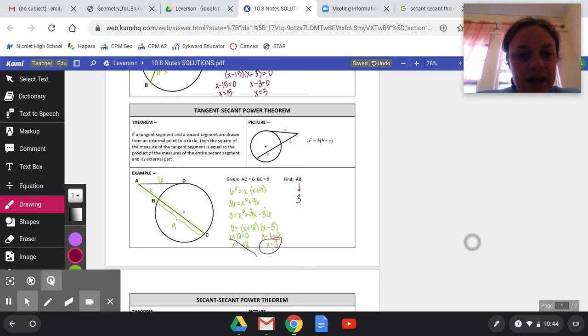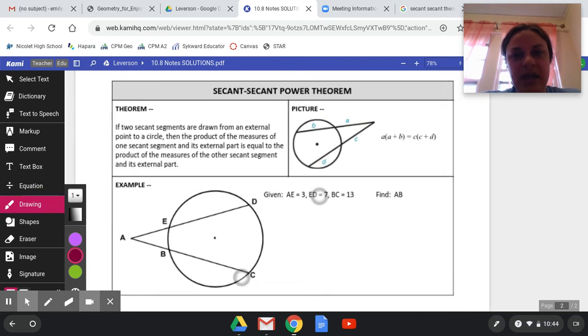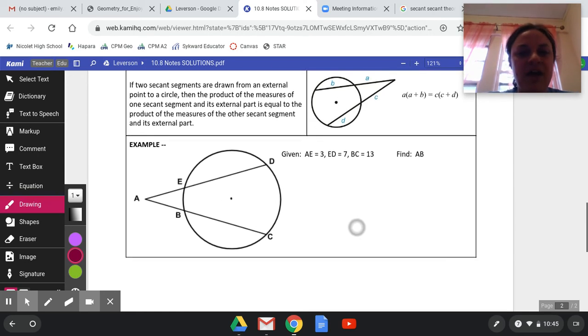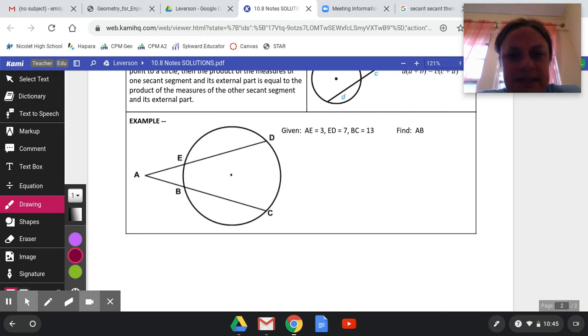It is 3. All right, so now we are going to repeat. I'm going to ask you to pause and take a moment to read about the secant power theorem. All right, so you've taken a minute, you've got two secants, and basically what you are doing is taking the outside part of one secant times the length of the entire secant, equal to the external part of the other secant times the entire thing. You've got your picture there to help you, and we'll go through an example.